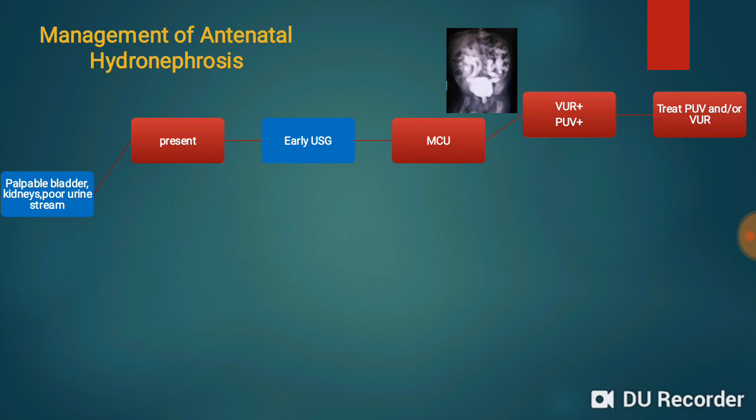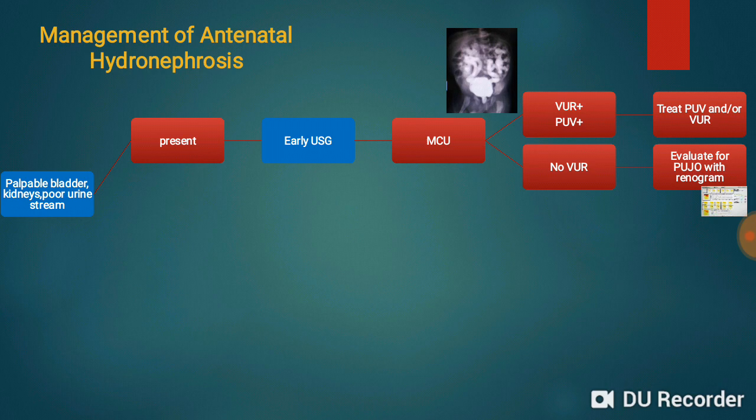After taking micturating cystourethrogram, if there is no PUV or VUR, then we have to suspect a pelviureteric junction obstruction. For that, we have to evaluate the pelviureteric junction obstruction with the renogram. In younger patients, MAG3 or EC renogram gives a better delineation than DTPA.